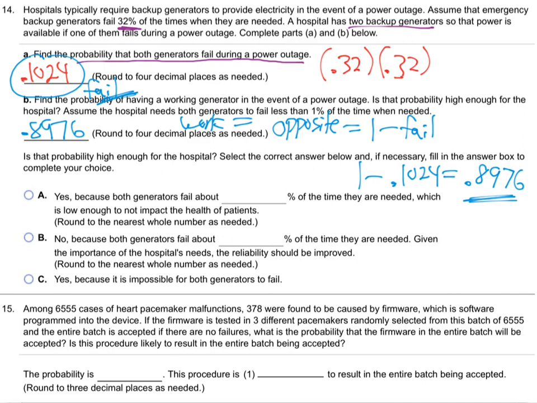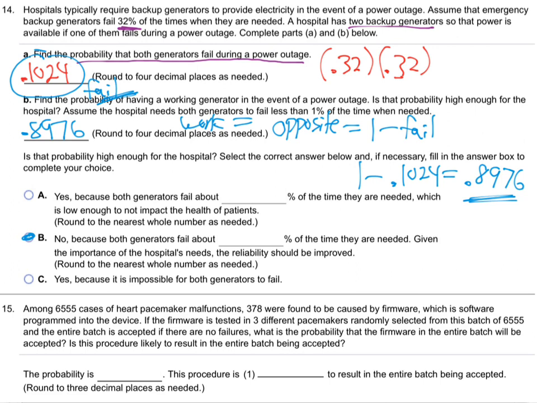No, they need it to fail less than 1% of the time. We got it failing 10% of the time. That's 10% basically. So this is not a good plan. So what's their question? Is that high enough? No. That's not high enough for the hospital. They can't have it failing 10% of the time.